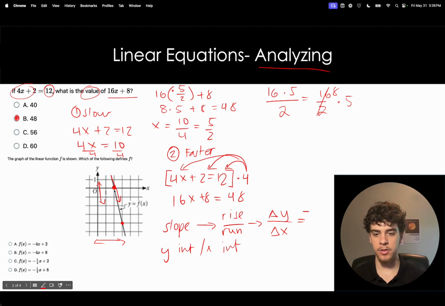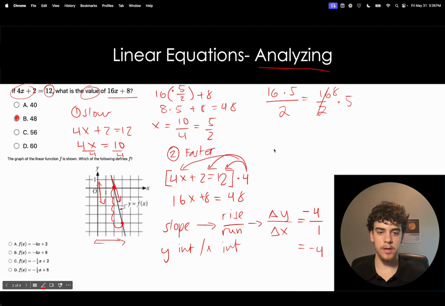And exactly how much it goes down is 1, 2, 3, 4. So it's going to be negative 4. And then the delta x is just going to be left and right, so that's just going to be 1 in the positive direction, so it'll just be a positive 1. So from this, we know that the slope is negative 4 over 1, which is just negative 4.